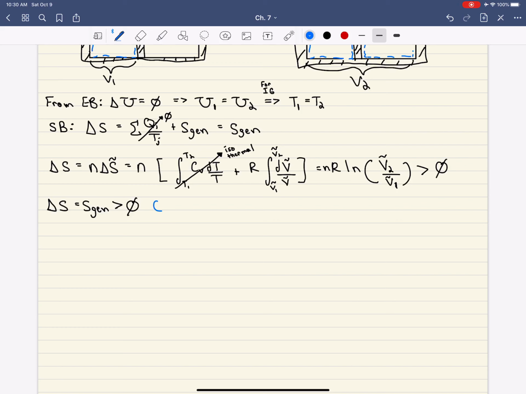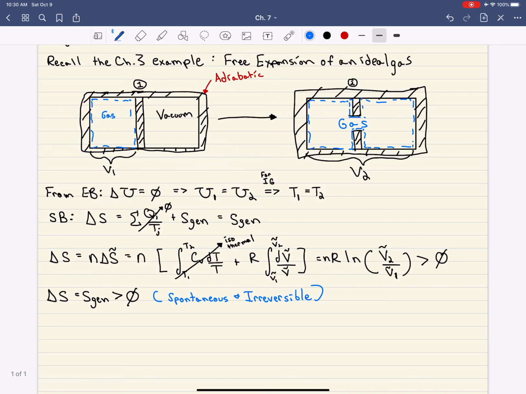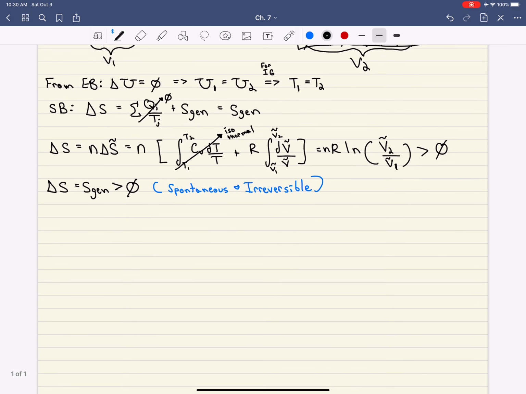And so if S gen is positive, that means what we're dealing with is a spontaneous and irreversible process. So this free expansion happens spontaneously, and it's an irreversible process. And so that's what we show from the entropy balance, right? That if we poke a hole in that wall, the gas will spontaneously just expand to fill up both compartments. That's what the math tells us.